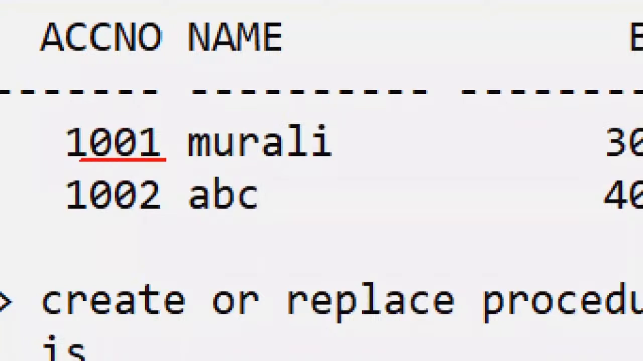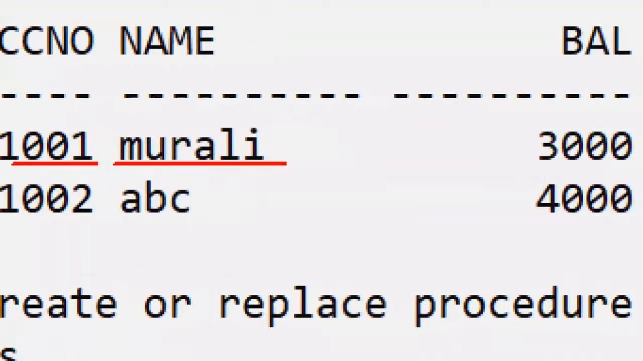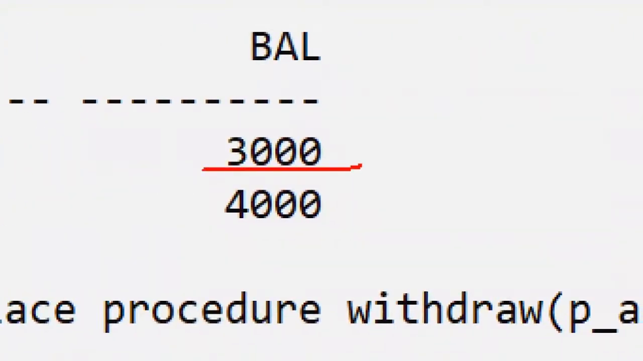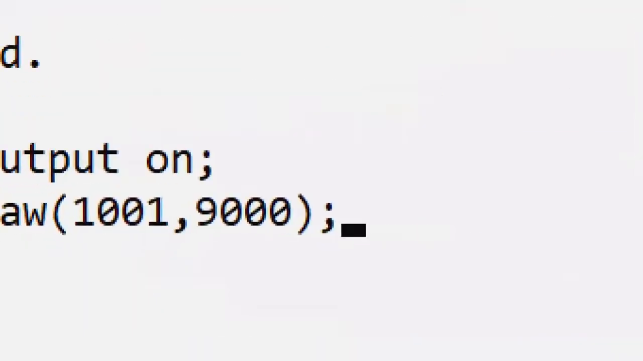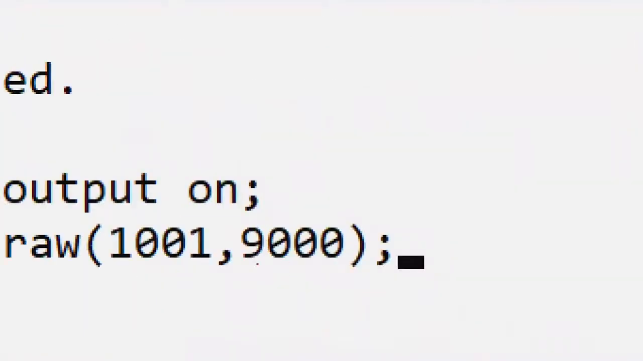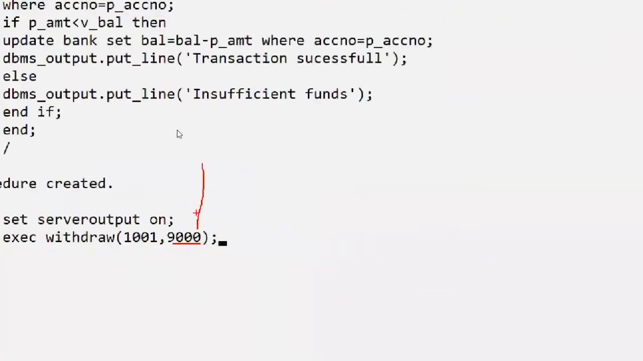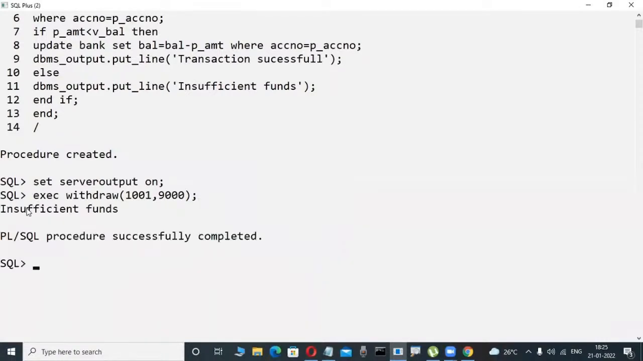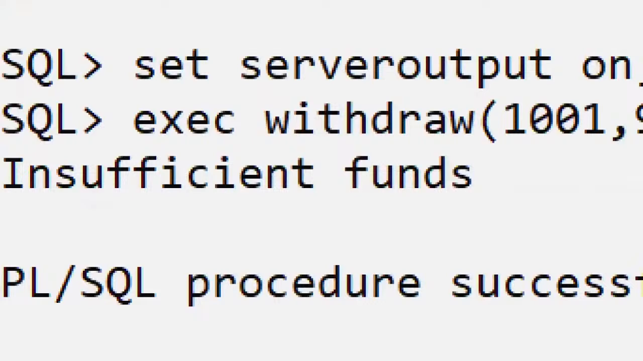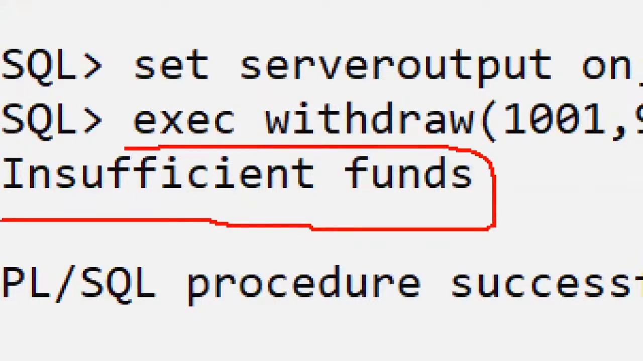Scenario, observe the logic. 1001 is my account number. Murali is my name. Now my balance is how much? 3,000. In my table, 3,000 is the current balance. Now my account number is 1001, but I try to withdraw how much amount? 9,000, because I'm writing this program only, don't worry. Whenever I try to withdraw 9,000, is it possible? No. So now it will give a message, insufficient funds. It will display the message or not?